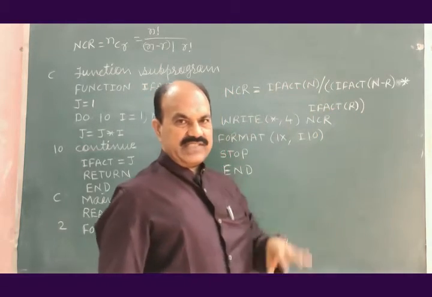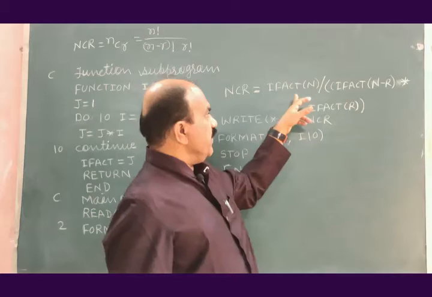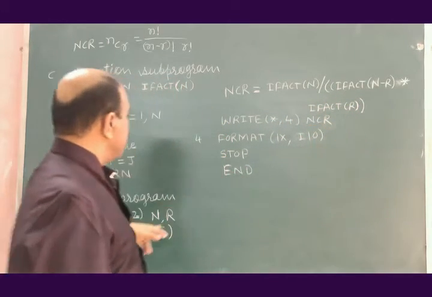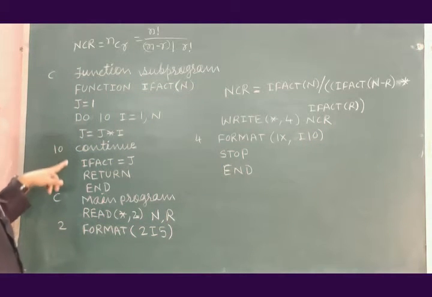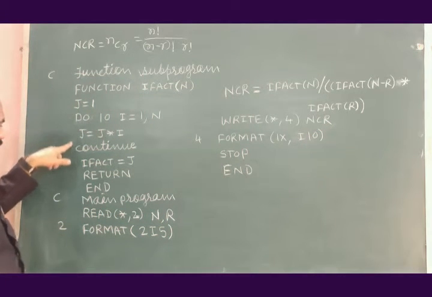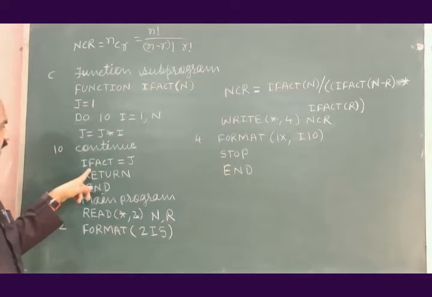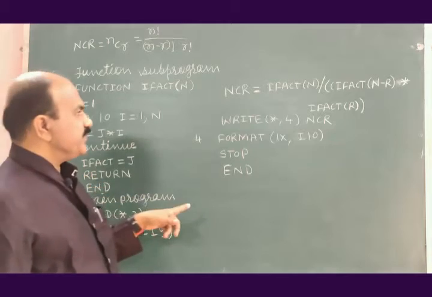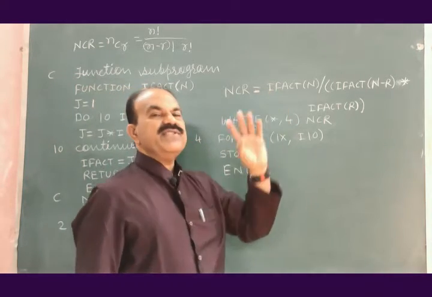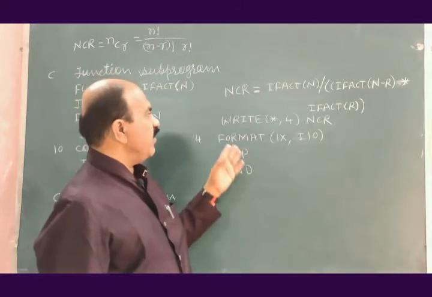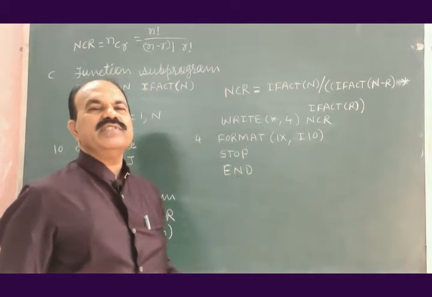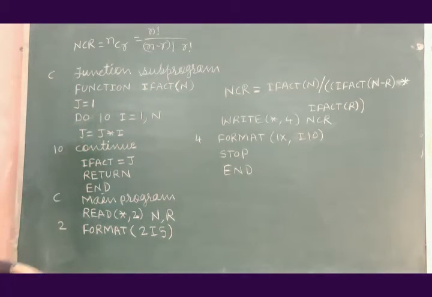This calculation is done. Whenever you need the value of I fact n minus r, I fact r, the control goes to this loop, okay, and the value is found and assigned to I fact. This way the value of NCR is found. After finding the value of NCR, write its value in this format, stop and end. This way we write the function subprogram.